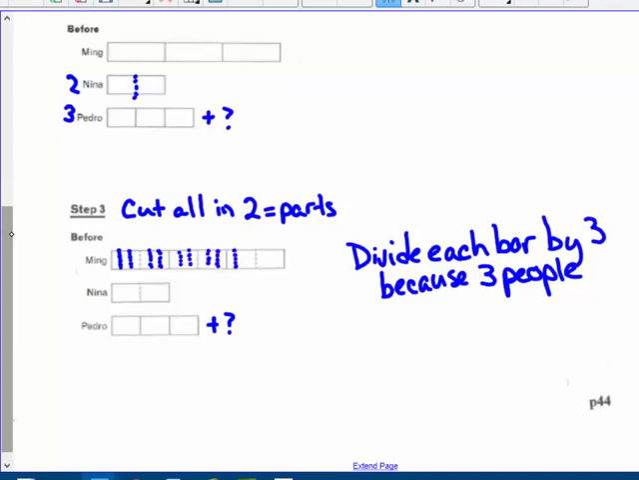And 6 cut into thirds is going to give me a total of 18 little units for Ming. Nina had 1, then we cut it into half, which is 2, and now cutting her halves into thirds gives me a total of 6 for Nina. Pedro, which had 3 units, cutting into thirds, is going to give me a total of 9.